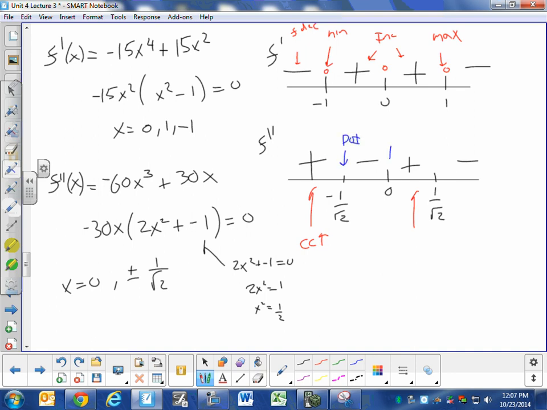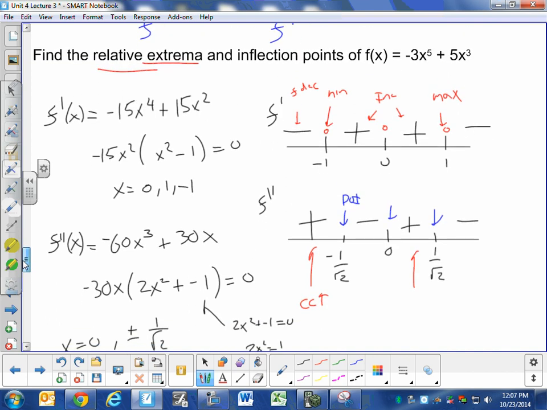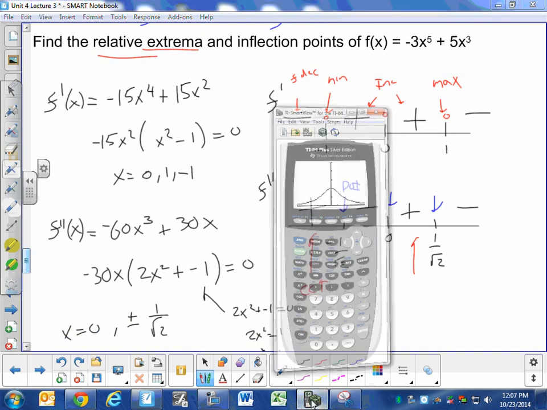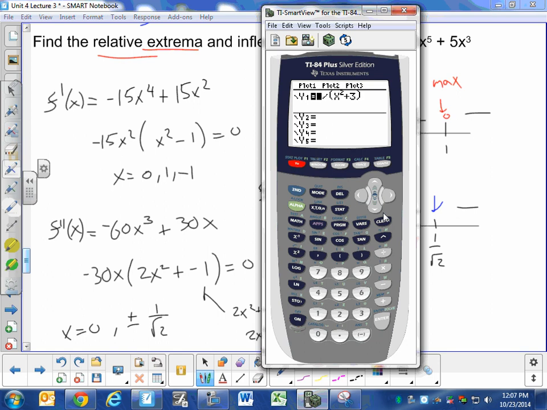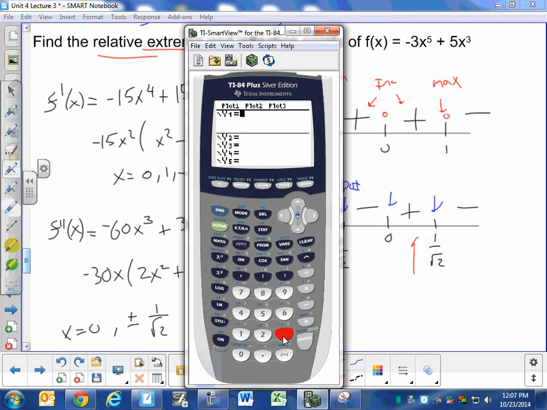Here, here, and here. And if I graph this, I'm going to do this just for fun. I would like to see those results. So I have negative 3x to the 5th plus 5x cubed. You, of course, won't have the luxury of checking your answers with the calculator on your quizzes. I'll zoom standard just to see everything.